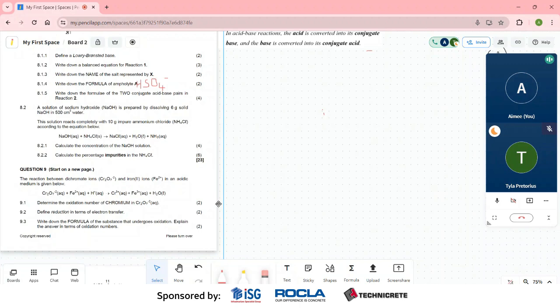So it says calculate the concentration of NaOH solution. Well, concentration is equal to moles over volume. They want the concentration of NaOH. A solution of sodium hydroxide is prepared by dissolving 6 grams in 500 centimeters cubed of water. So we first need to turn our mass into moles. So our mass is 6 grams over my molecular mass, and it's NaOH.